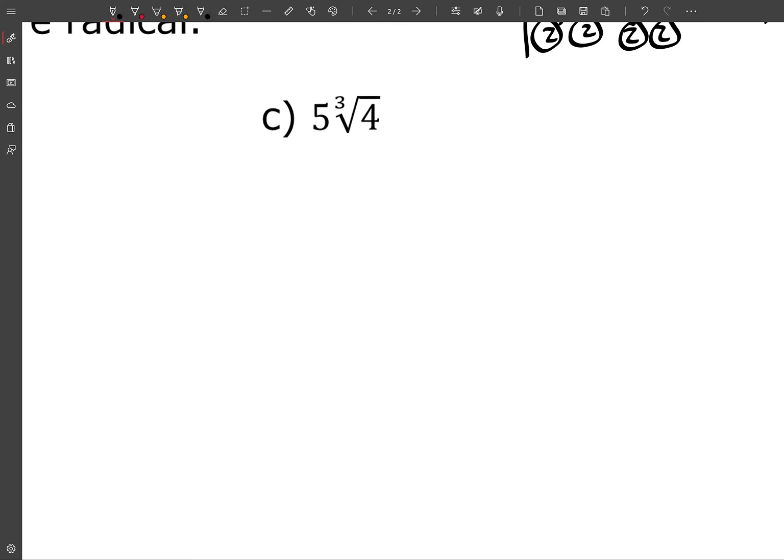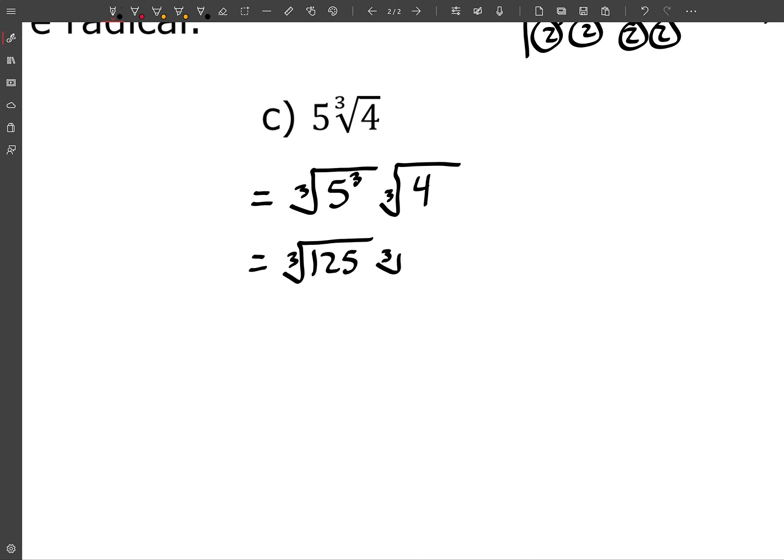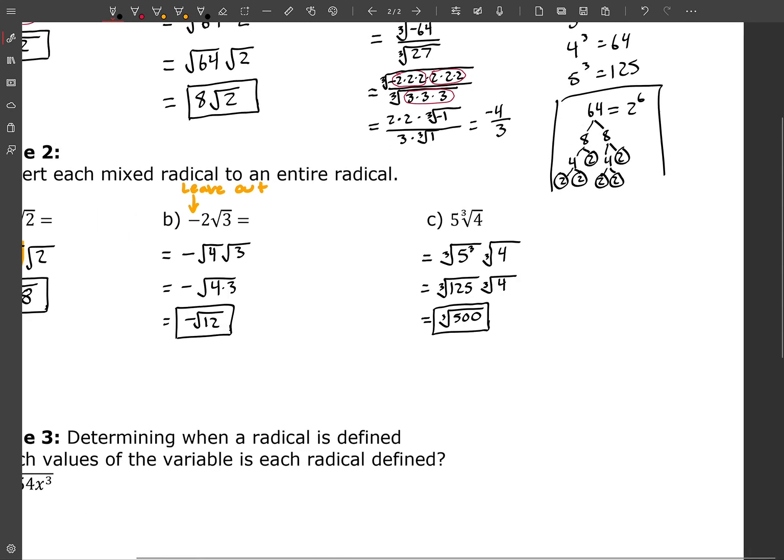Again, this is a cube root, so it's going to be a little different. In order to do this one, we need to say, okay, if I'm going to rewrite 5 as a cube root, I need to cube 5. That just makes sense. So the cube of 5 is 125. So now that I have that, I can see that my final answer will just be the cube root of 125 times 4, which is 500. And there we go. Okie dokes.